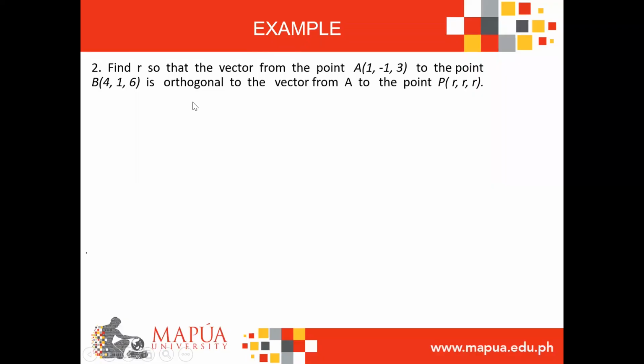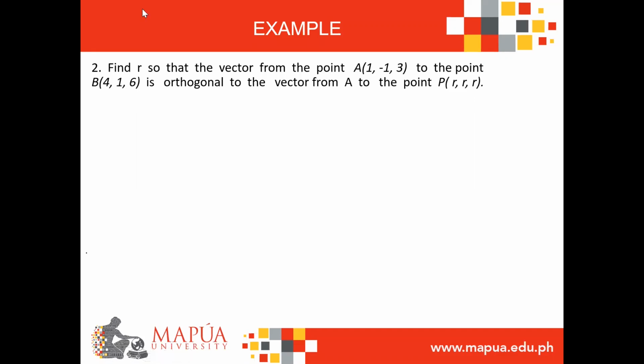Let's have the second example. It says here, find r so that the vector from the point A, whose coordinates are 1, negative 1, 3, to the point B, whose coordinates are 4, 1, 6, is orthogonal to the vector from A to the point P.